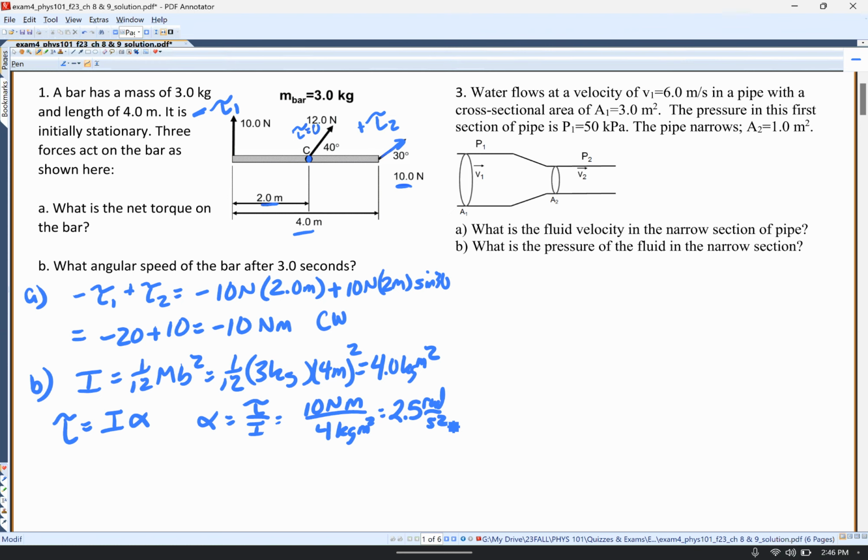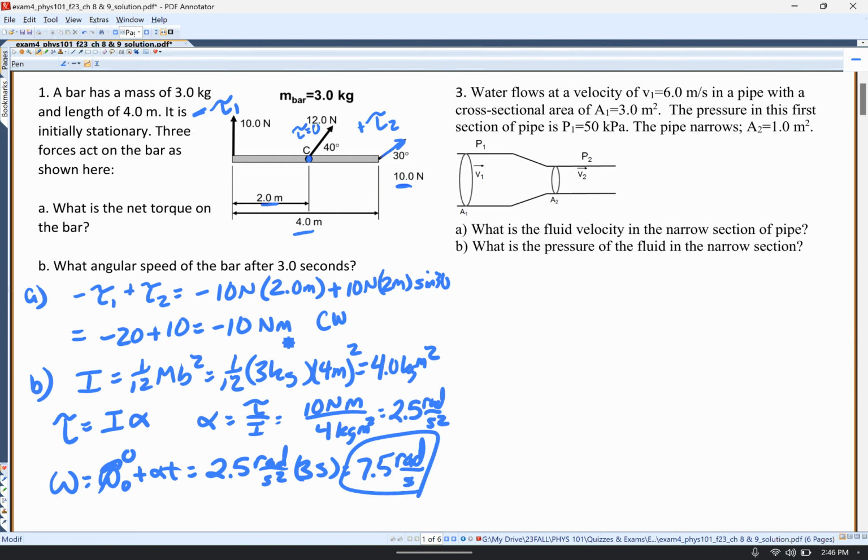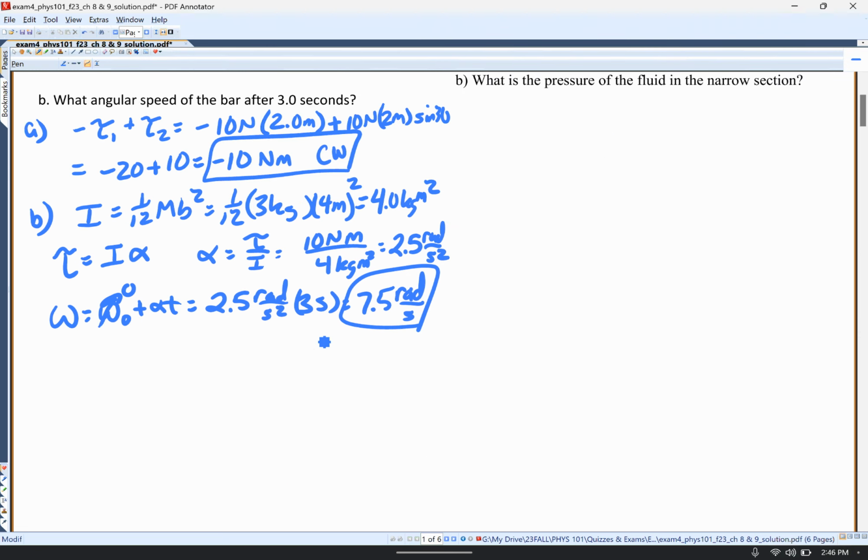And then the final part is to find the angular speed. Omega is equal to omega naught plus alpha t. We'll assume that it's initially at rest. And so it's going to be 2.5 radians per second squared times the time, which is 3 seconds. That's 7.5 radians per second. So the answers are negative 10 Newton meters, clockwise, and 7.5 radians per second.